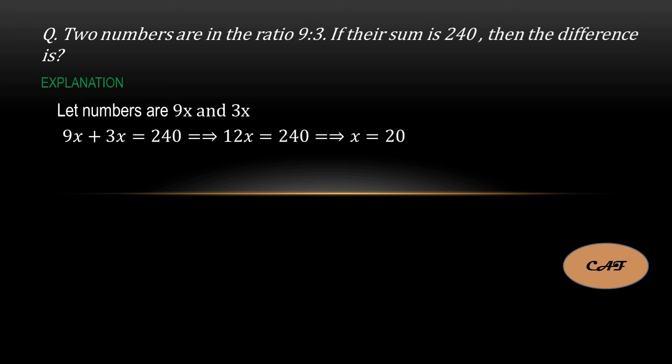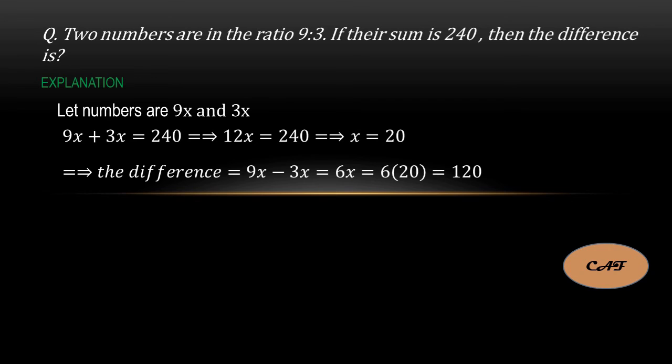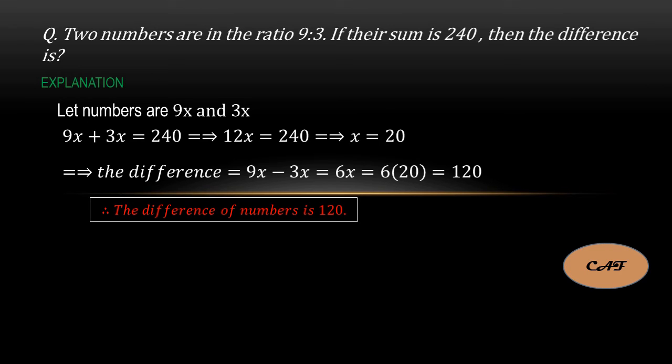So from that, whatever they are asking, the difference. So 9x minus 3x they are asking is equal to 6x. So 6 into x value is 20. So 6 into 20 is 120. So the difference of the two numbers is 120.